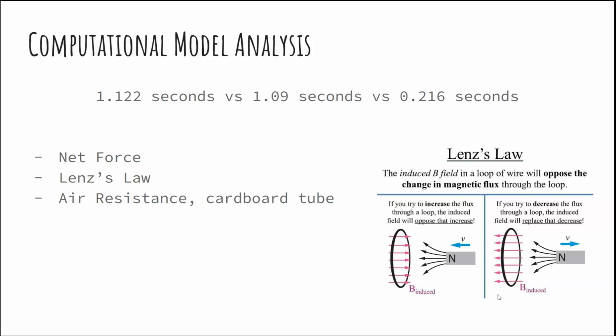The computational model said 1.122 compared to that 1.09, and the reason that these are different is because the net forces on them are different. There's going to be maybe some air resistance in the real world. Maybe that cardboard tube that the aluminum foil is wrapped around has something to say about it. And the reason that they are different from the free-falling example is, again, just Lenz's law.